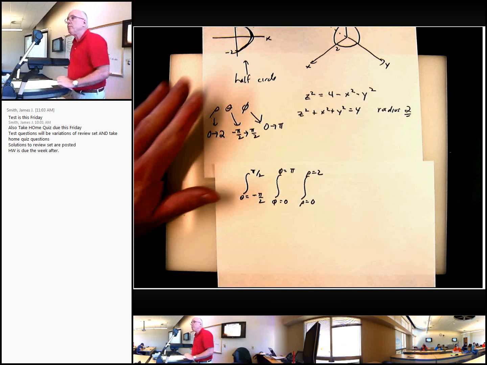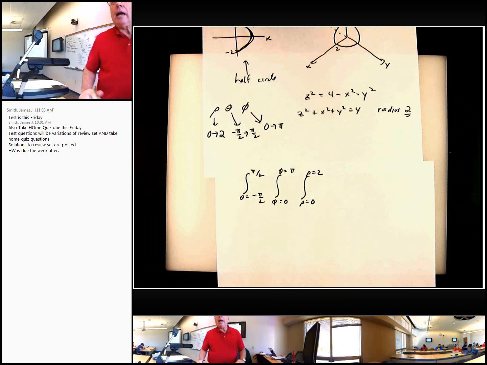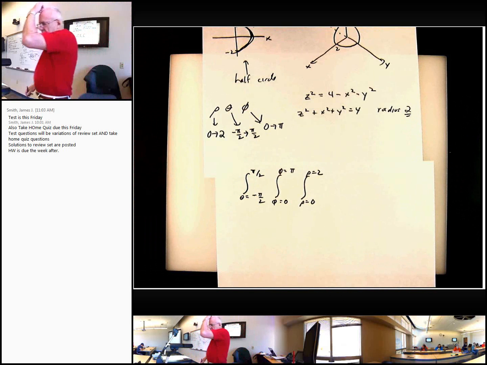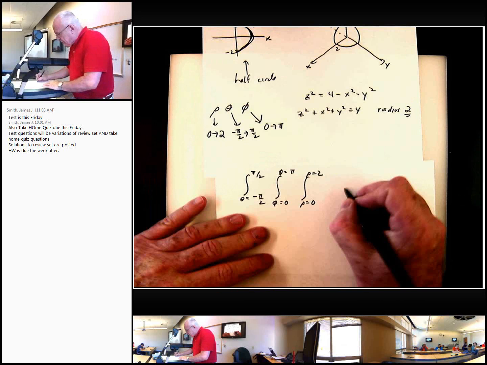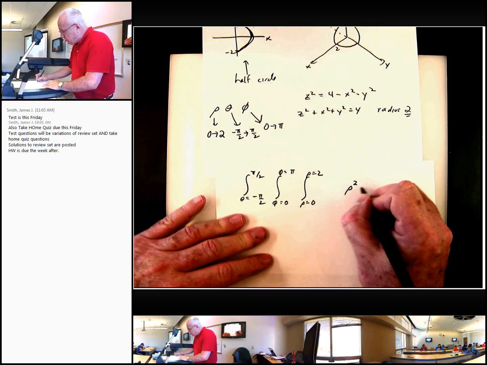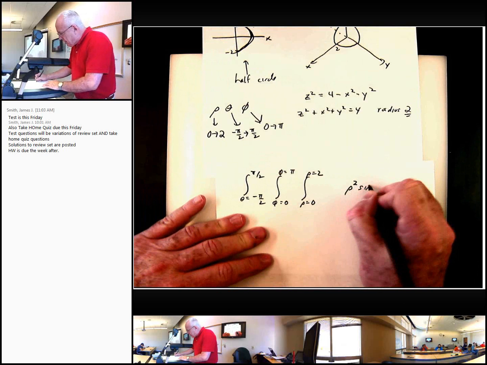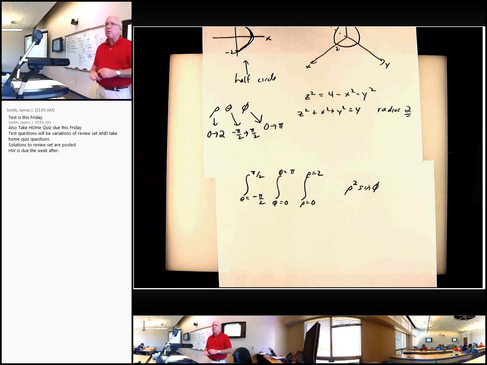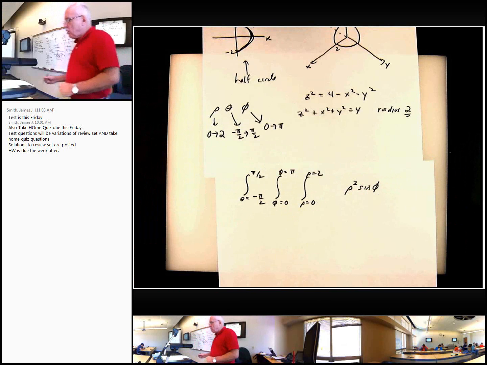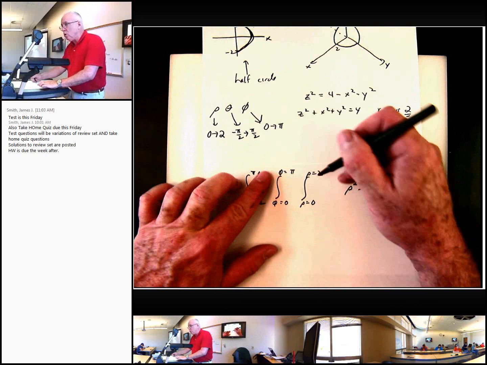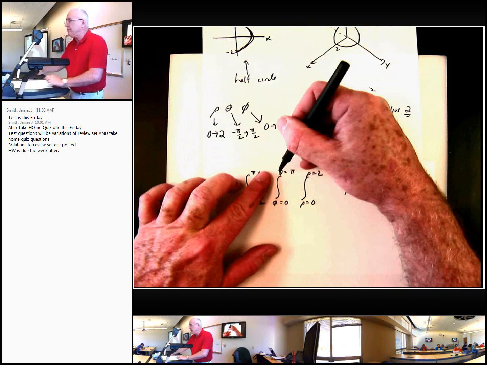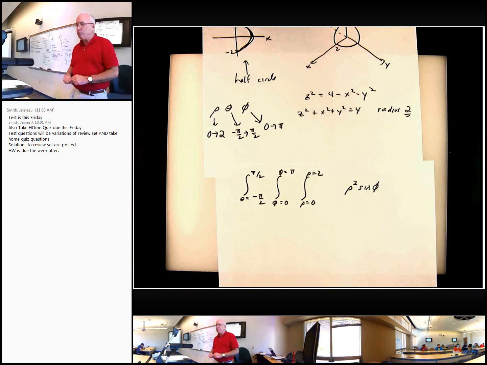Now, because you're always going to have this factor rho squared sine of phi as what's called an integrating factor, you're going to pretty much always do rho, then phi, and then theta. All right. Okay.